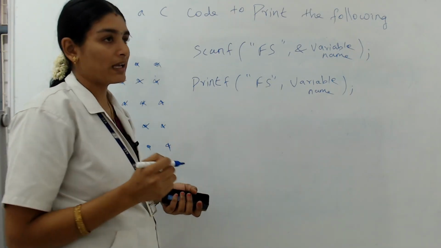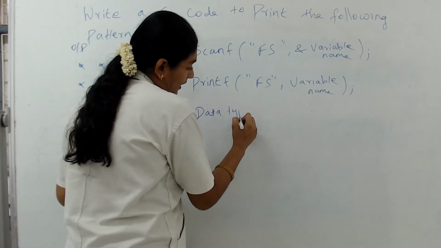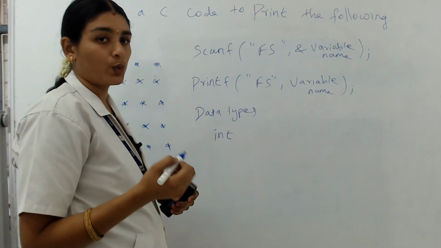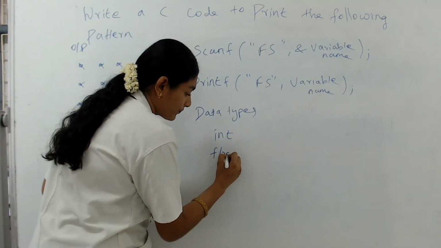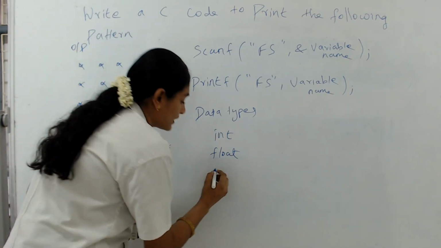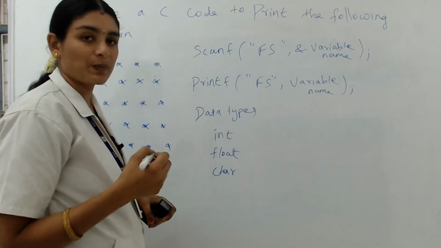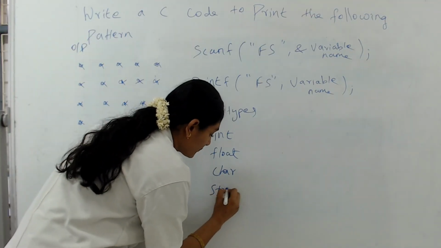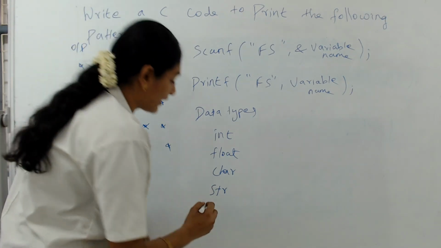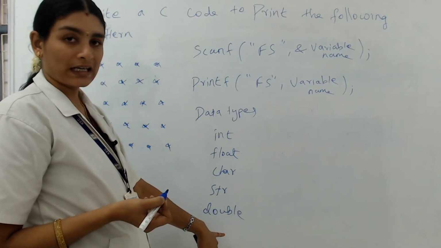Next one is about basic data types and their format specifiers. Basic data types are, first, integer, which is used to represent numbers 0, 1, 2, 3 like that. Next one is float. This data type is used to represent decimal values. Next one is character. This data type is used to represent alphabets, characters and special characters. Next one is string, a collection of alphabets. The string data type is used to process a collection of alphabets. And the last one is double. Double is used to indicate a long float number.